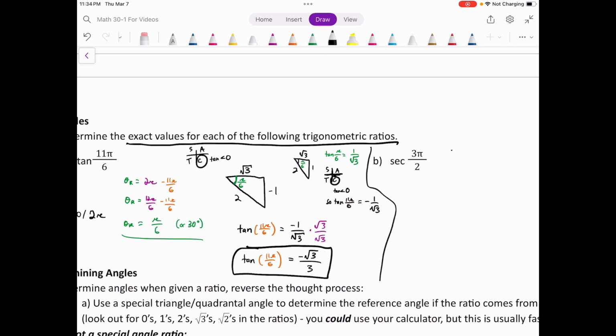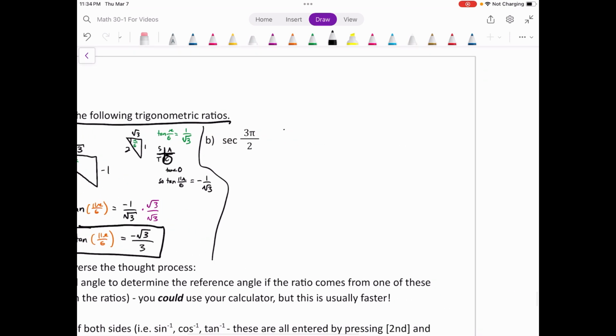Okay, let's do this one. Ooh, secant, one of our reciprocal ratios. That's exciting. Secant of 3 pi over 2. Ooh, that's one of our quadrantal angles, isn't it? Because we've got 0, pi over 2, halfway between 0 and pi. And then halfway between pi and 2 pi, we would find 1.5 pi, or 3 over 2 pi. So that's the angle we're dealing with, one of our quadrantal angles. This is 3 pi over 2.